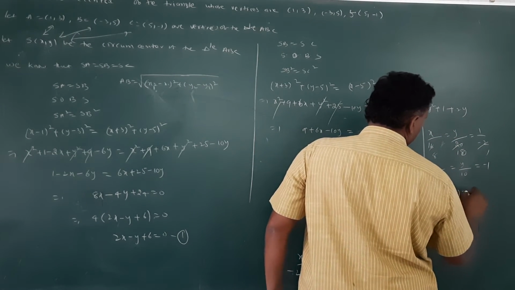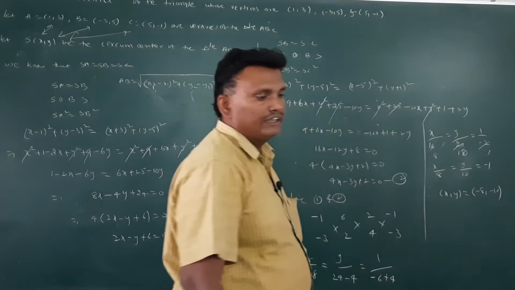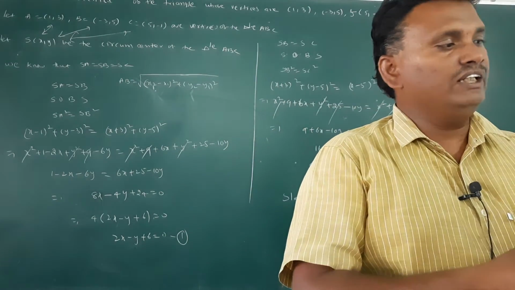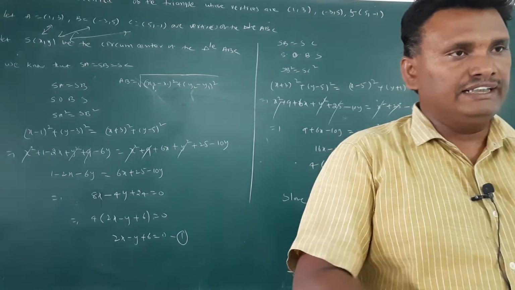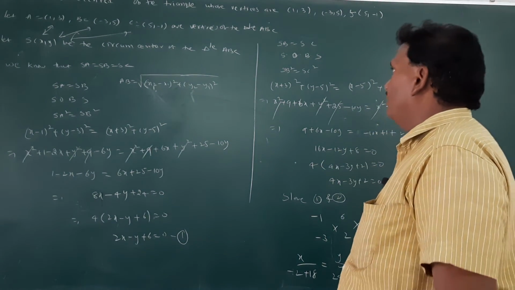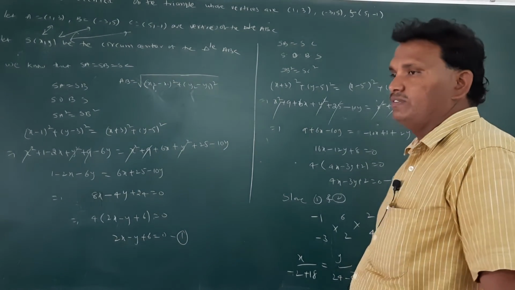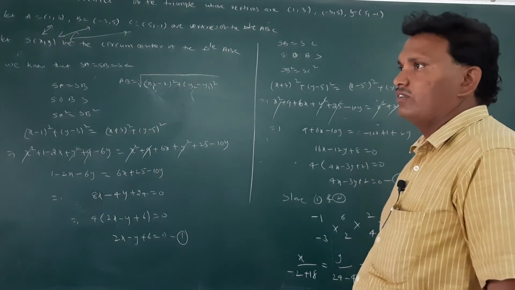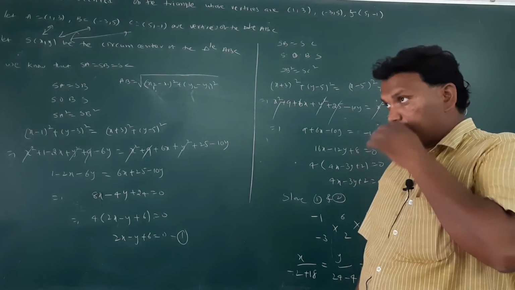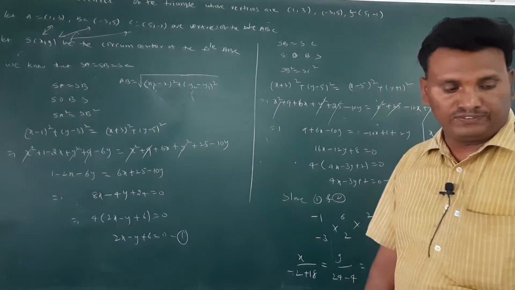Therefore, x comma y is equal to minus 8 comma minus 10, which is the circumcenter of the triangle. This is the important problem for circumcenter, for 2 marks. Tomorrow you must write this in the exam. Send it on WhatsApp.